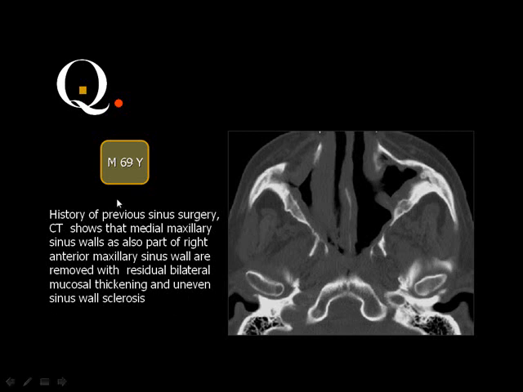Inverted papilloma. Okay, but this case is obtained from the literature and it is diagnosed as chronic sinusitis with residual concentric mucosal thickening of both maxillary sinuses.